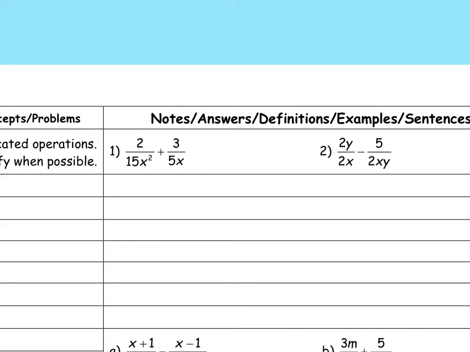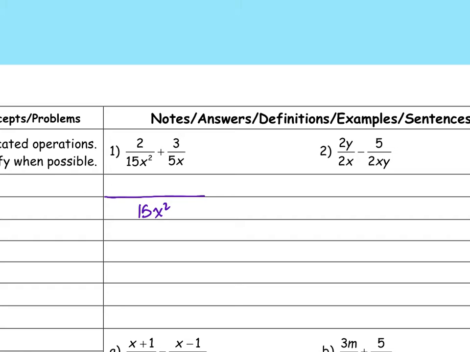How do I want to say this? Sometimes I can't think of how I want to say stuff, you guys. So what is my common denominator? I just want to start there. So I have 15x squared and 5x. What's the biggest number that both 15 and 5 go into? Which is 15. And then it would be x squared.